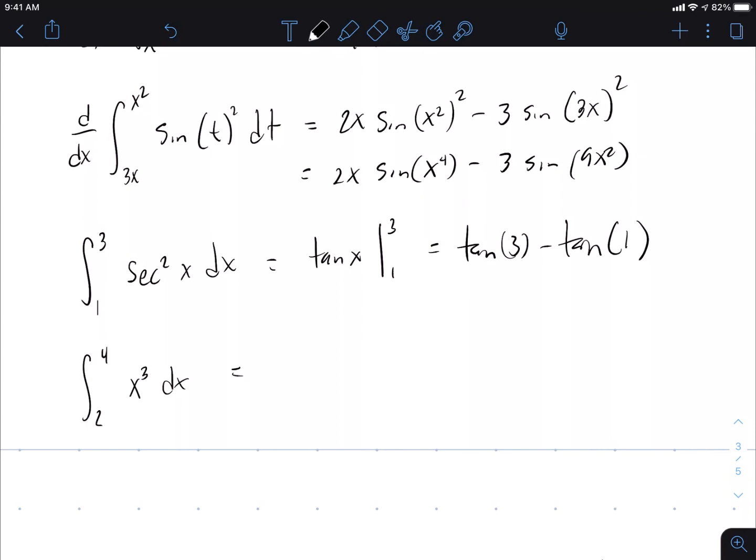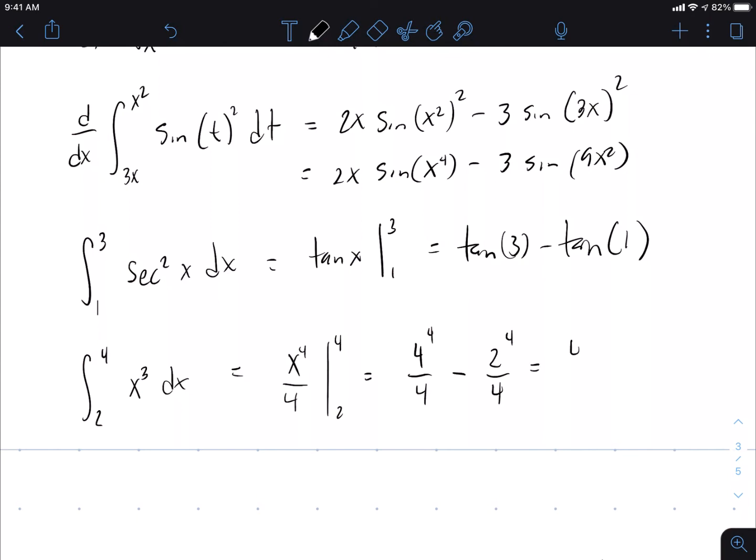So what is the antiderivative of x cubed? Hint, hint, power rule for integrals. Perfect. So it's going to be x to the fourth over 4 evaluated from 4 to 2. So that's going to give me 4 to the fourth over 4 minus 2 to the fourth over 4.